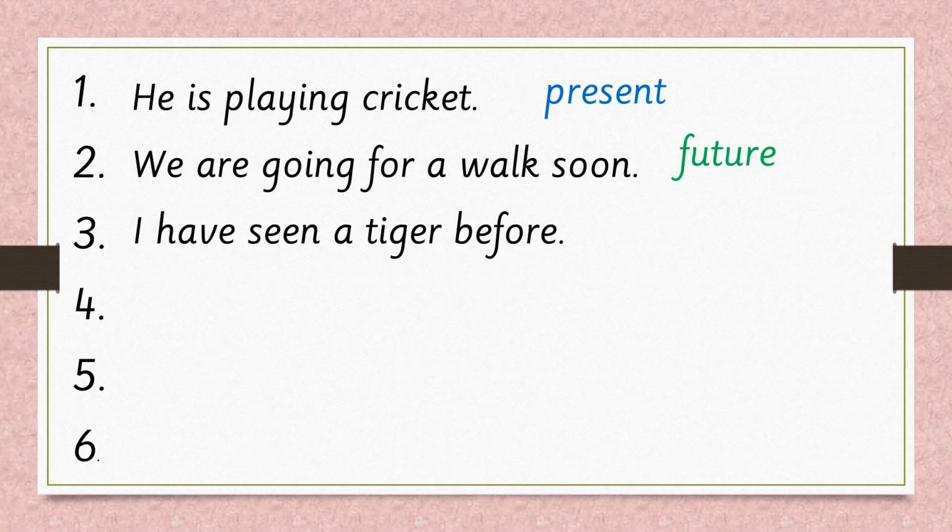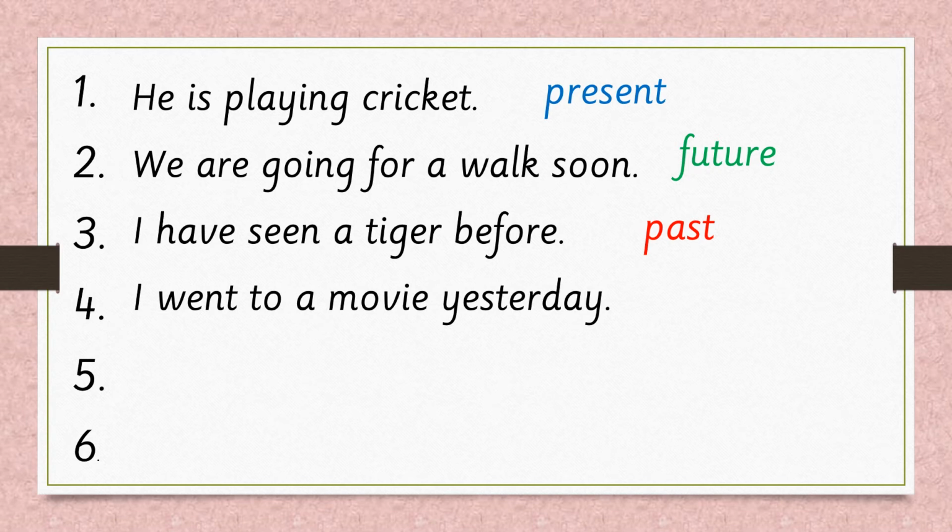3, I have seen a tiger before. Past. Seen. I have seen it. I'm not going to see it. I'm not looking at it now. I have seen it. So it's past tense. 4, I went to a movie yesterday. I'm sure you got this one. Also past tense. Yesterday, I went to a movie.